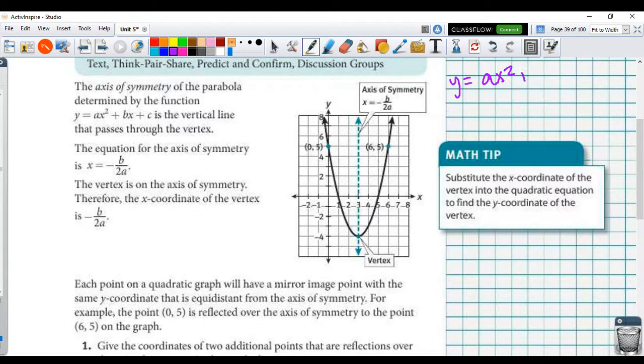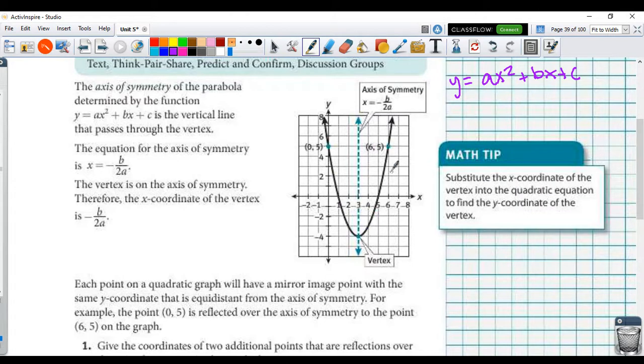So ax squared plus bx plus c. The b and the a in this equation come from these coefficients here. So b is the coefficient of x and a is the coefficient of x squared. That's where those come from. So we're going to look at that in a minute. We're going to actually look at some examples.